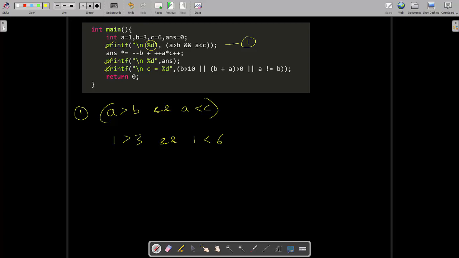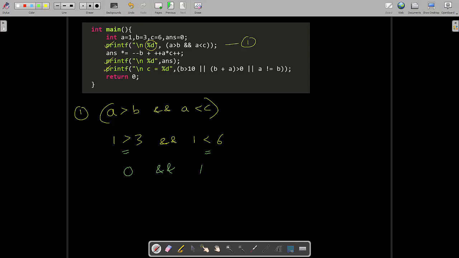So now out of these operators, the greater than and the less than will be executed first. If you refer to the operator precedence table, then 1 is greater than 3, this will result in 1 is not greater than 3, so this will result in 0, and 1 is less than 6, this will result in a 1 because 1 is less than 6.